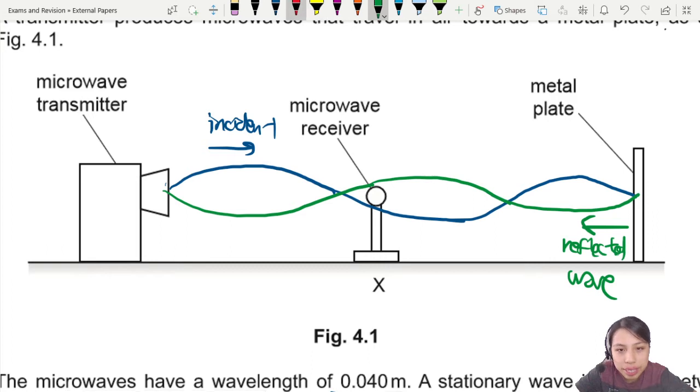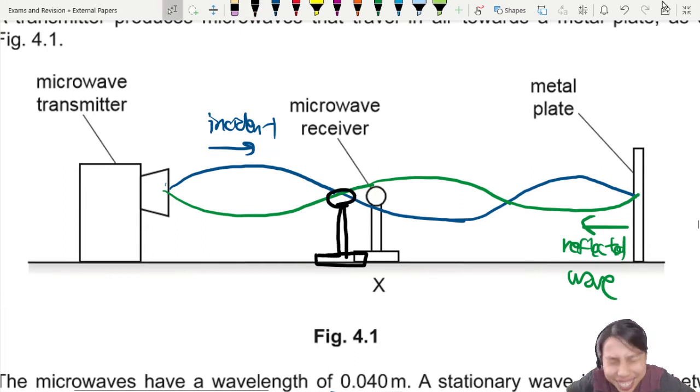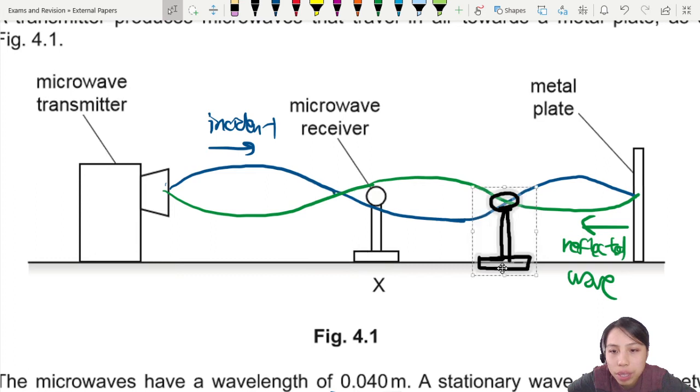So let's say it looks like this. And your receiver, I'm going to redraw that again also. It's this alien looking shape. And you start off at X, and then you move it to a certain point, you come to another node. So what is the difference with the distance between here?